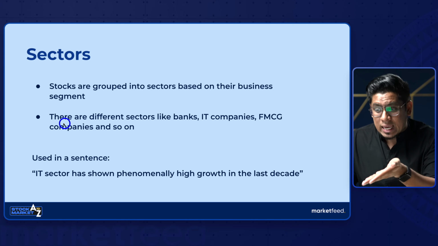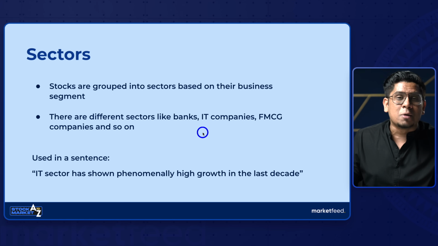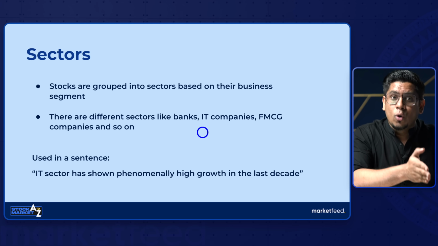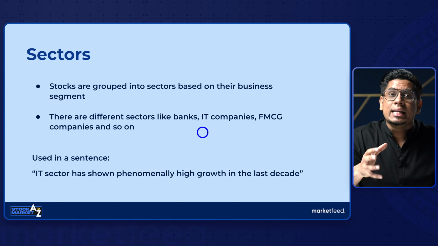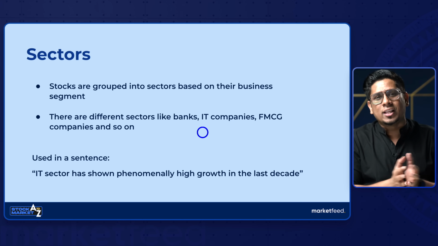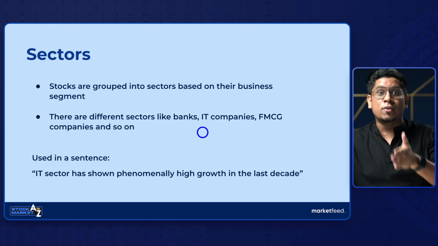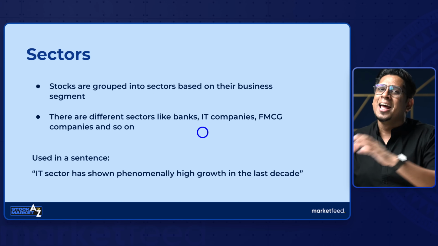For example, we can see there are different sectors like banks, IT companies, FMCG companies, and so on. If you take TCS, or Infosys or Tech Mahindra or Wipro, all of these are IT services companies. So we can put them together and say that is one sector, which is the IT sector. Just like that, we have the banking sector, the pharma sector, the FMCG sector, and so on.